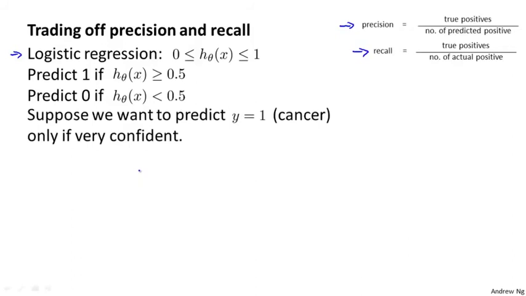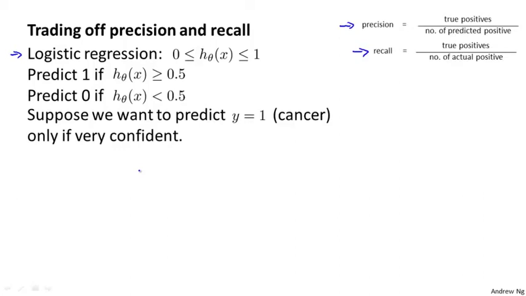But now, suppose we want to predict that a patient has cancer only if we're very confident that they really do. Because if you go to a patient and tell them that they have cancer, it's going to give them a huge shock, seriously bad news, and they may end up going through a pretty painful treatment process and so on. And so maybe we want to tell someone that we think they have cancer only if we're very confident.